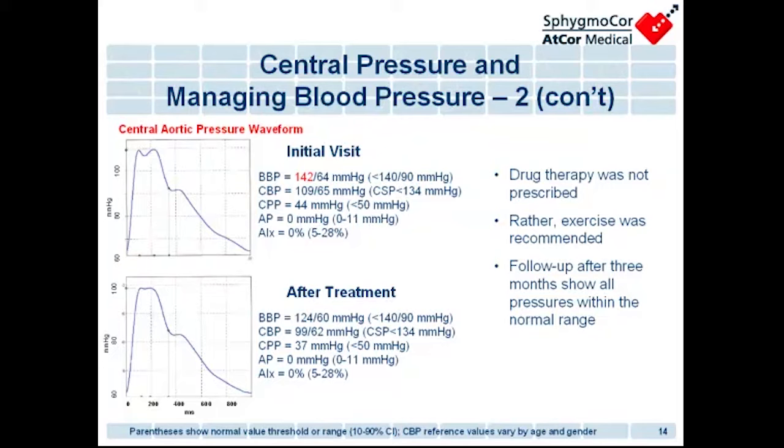And I actually saw a patient in my clinic on Tuesday who was 28 and a resident at the hospital and had exactly this type of picture on his central pressure waveform. And I am going to be advising diet and exercise and follow-up for this gentleman rather than initiating an antihypertensive drug at the ripe old age of 27.